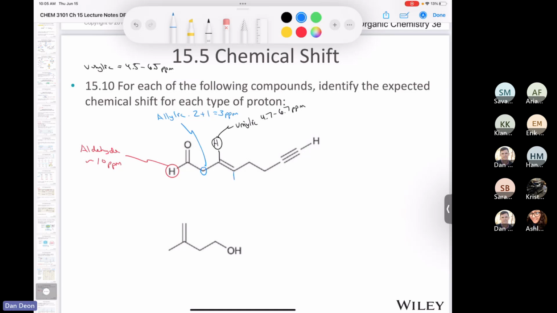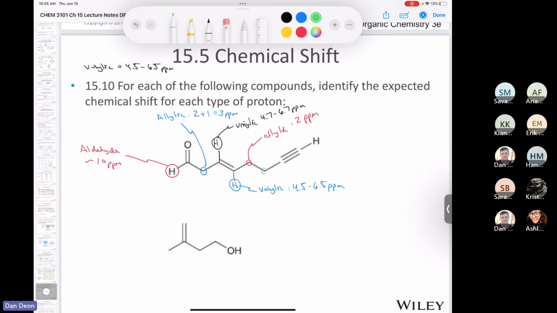This next one here, this is a vinylic proton again. So vinylic has a chemical shift of around, we'll put here vinylic, 4.5 to 6.5. It's not beta to anything. The next one is allylic. So these two are allylic, and they're not beta to anything electron withdrawing. And so we say that allylic protons have a chemical shift of around 2 parts per million. I'll put here 2 ppm.